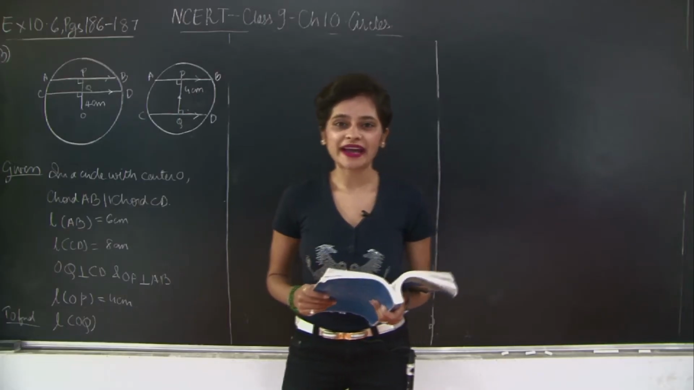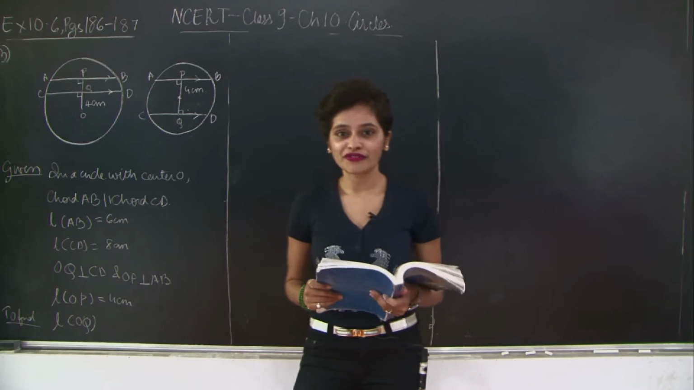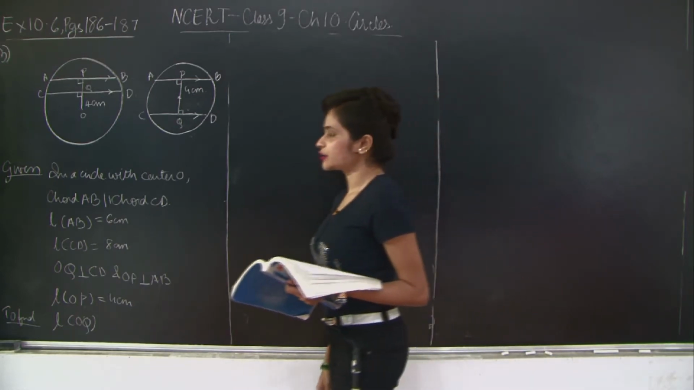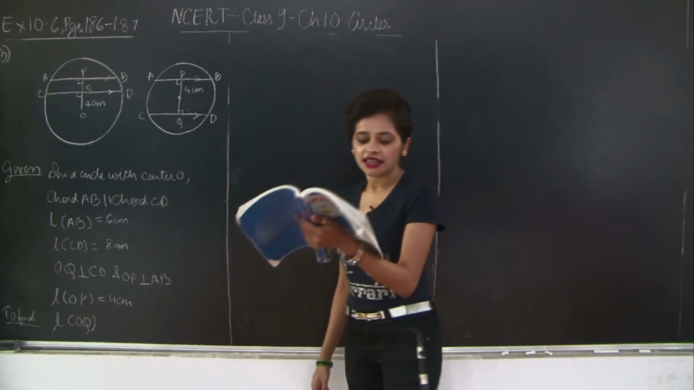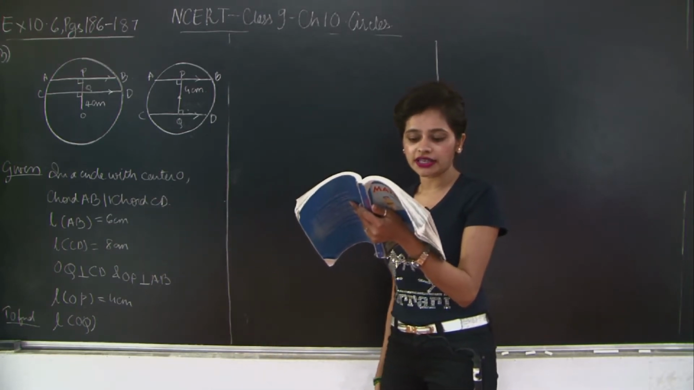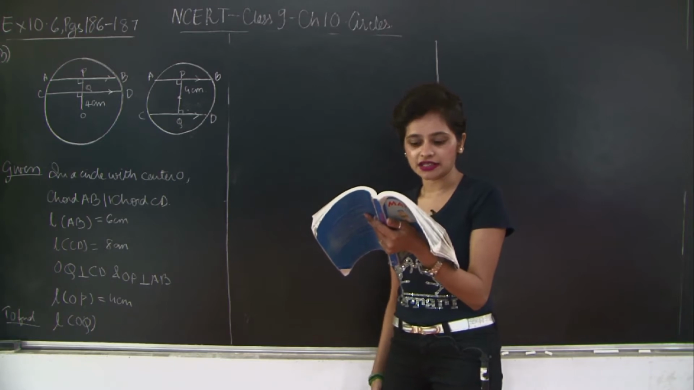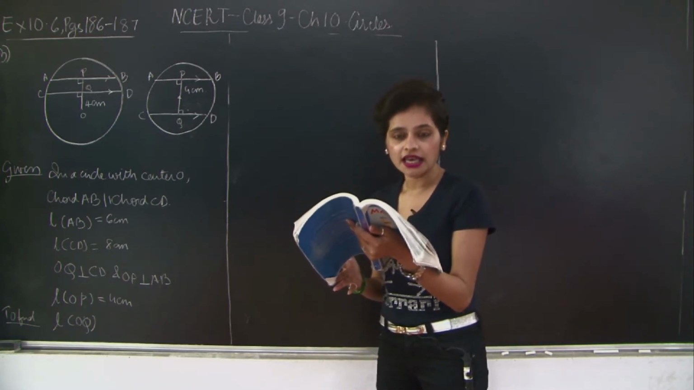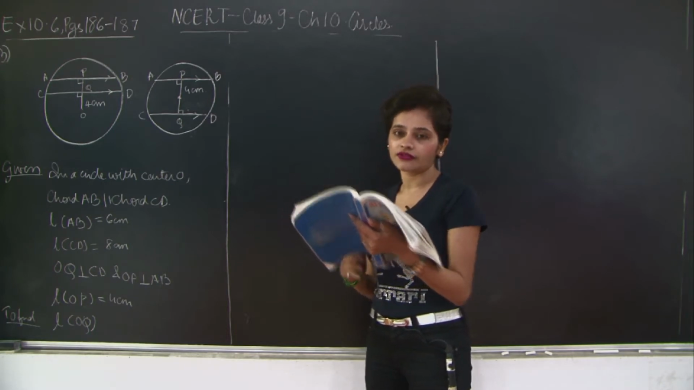Hello students, welcome back. Let us take a look at question number 3 of exercise 10.6 of chapter 10, that's circles. So the third question reads: the lengths of two parallel chords of a circle are 6 centimeters and 8 centimeters. If the smaller chord is at a distance of 4 centimeters from the center, then what is the distance of the other chord from the center?